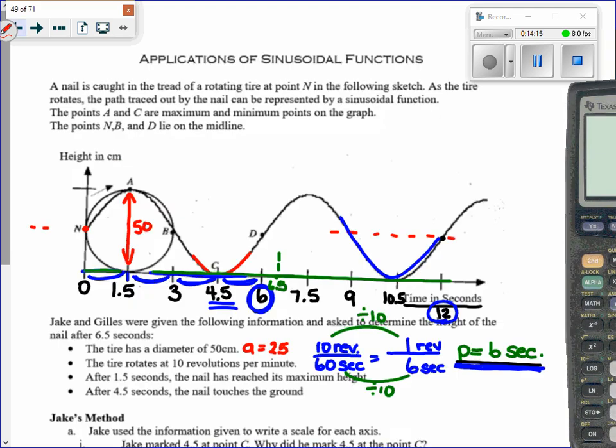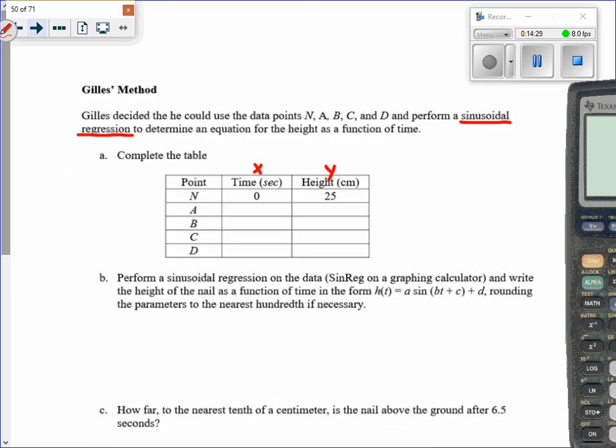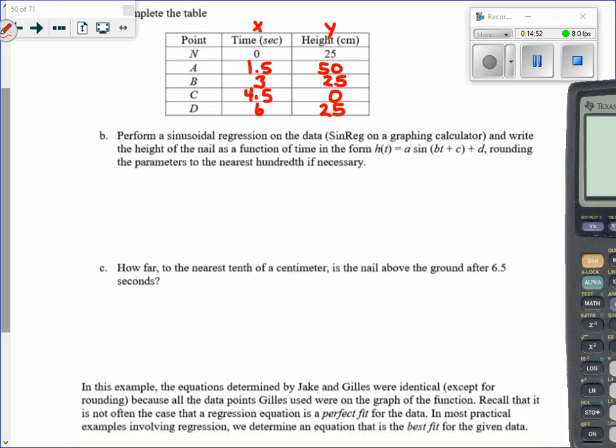So then he looked at A and he said, well, what would be the coordinates of that spot? Over 1.5 and up 50, right? And so that's what he put in as his x and his y. Then he did the same thing with B, and B is over 3 and up 25. And then he did the same with C. C is over 4.5 and up 0. And D is over 6 and up 25. Okay? Then you just take that set of data and perform a sinusoidal regression on the data.